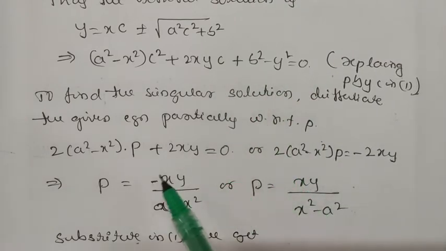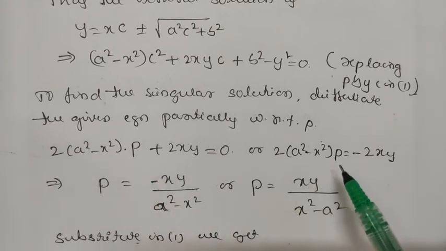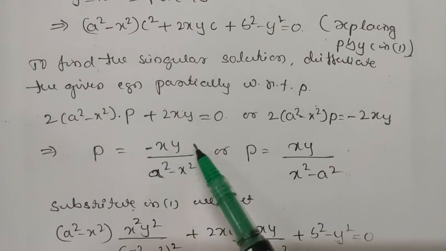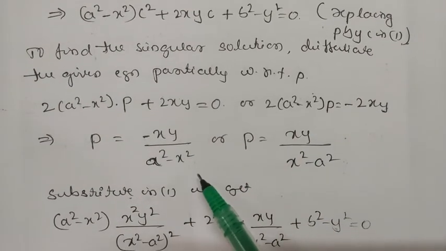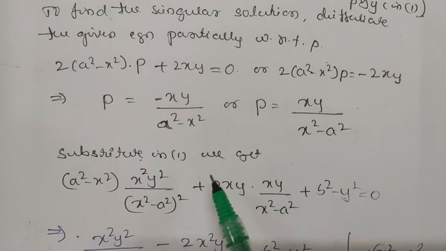So this implies here we want to find the value of p, no? So it is 2 into a square minus x square into p, p equals minus 2xy. To get cancel, p equals minus xy divided by a square minus x square. Now substitute this value of p in equation 1.